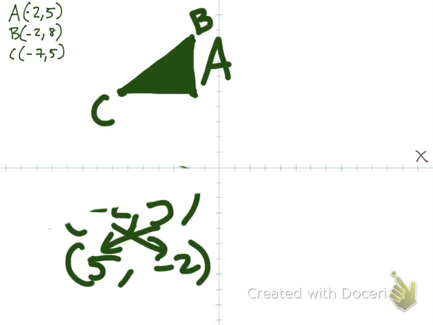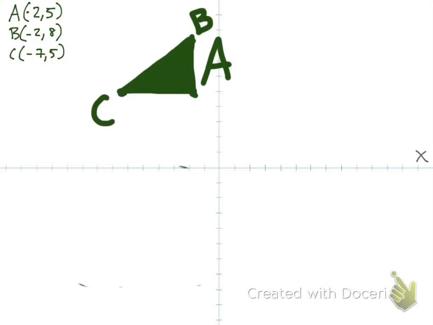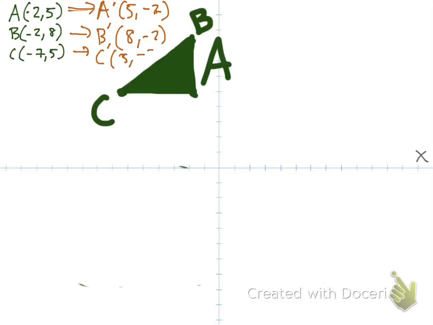So let's write that example up at the top. Now we have A prime is, instead of -2 first, then 5 second, now it's 5 first and -2 second. See, they've just switched places. That's a y equals x transformation or a reflection. B prime, instead of -2 then 8, it's now 8 then -2. And then C prime becomes 5, -7. Sorry, they're not very neat. I'm not good at this yet.